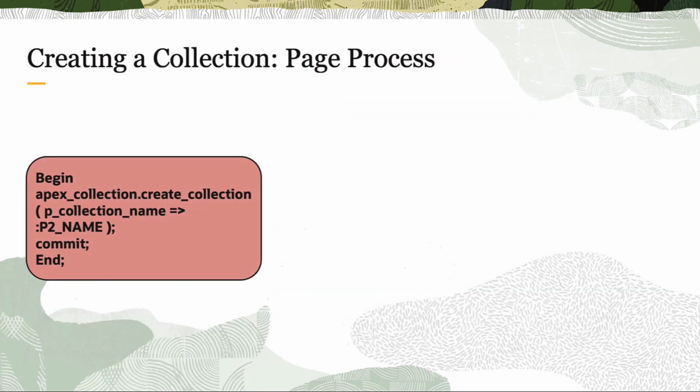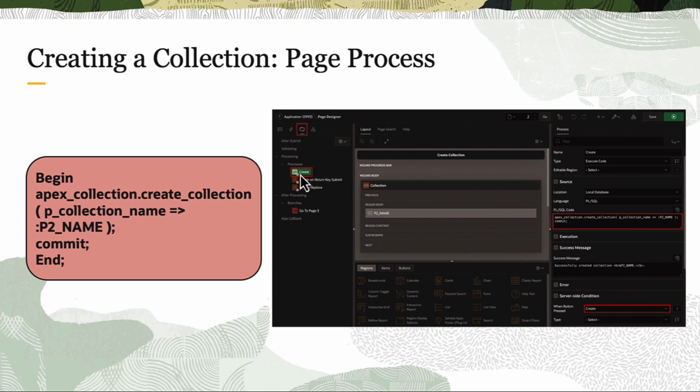Creating a collection using page process. Every member contains a named list of data elements or members which can have up to 50 character attributes, 5 number attributes, 1 XML type attribute, 1 large binary attribute or BLOB, and 1 large character attribute or CLOB. There are many methods to create a collection. In the example in the slide, you use a basic create_collection method to write your anonymous block, and then you use a page process to run your collection or PL/SQL block on a button click.